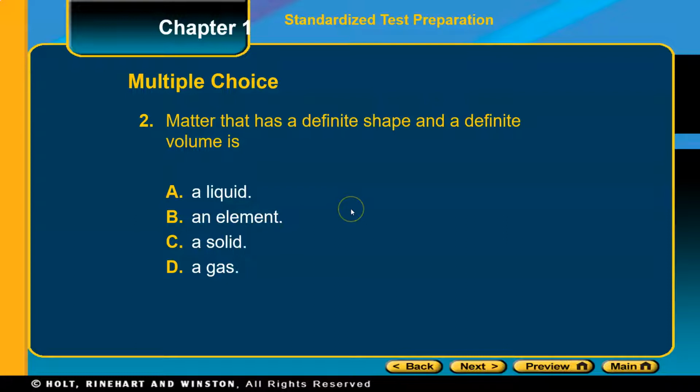So tell me, which type of matter is it that has the definite shape and the definite volume?